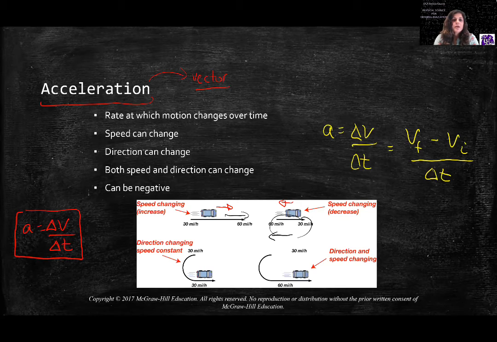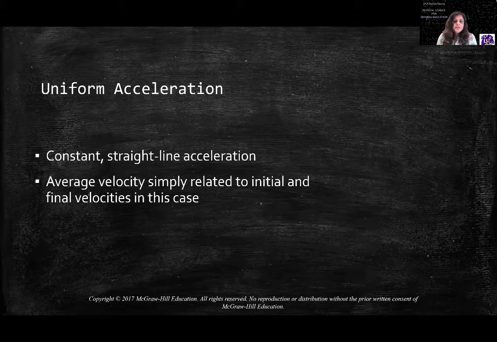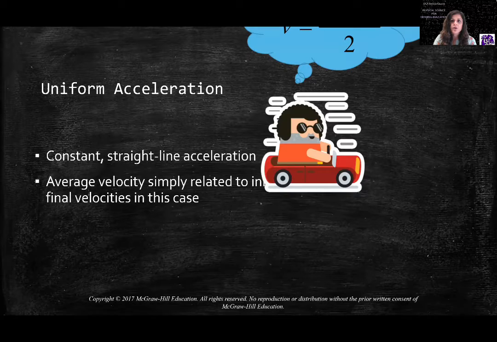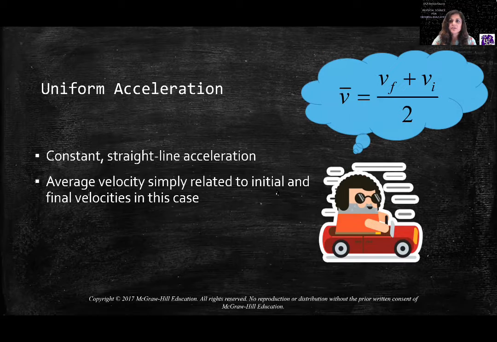So our acceleration, we can have a straight line acceleration, or we can have acceleration around a circle, and of course they depend on the average velocity, which is the initial and final velocities. And so here we have our average velocity and how they're related to our acceleration.